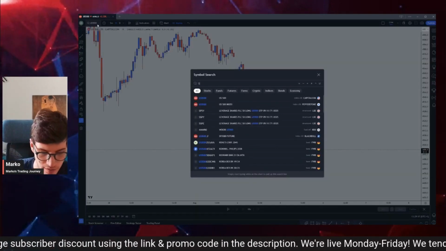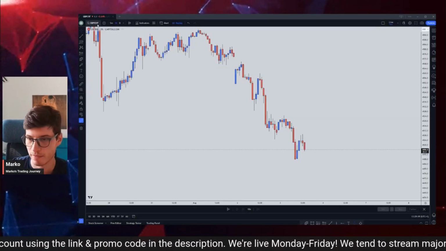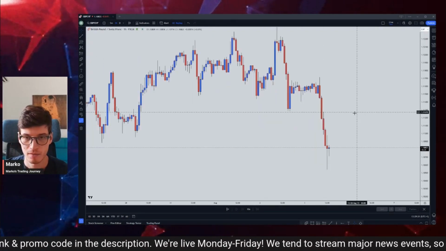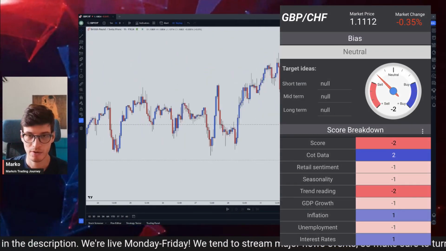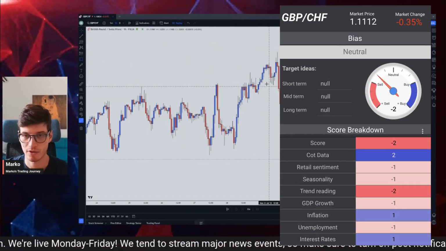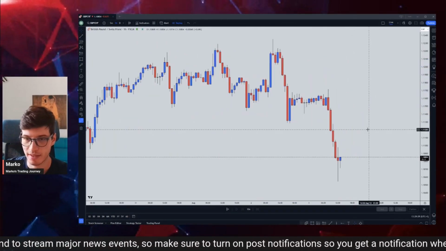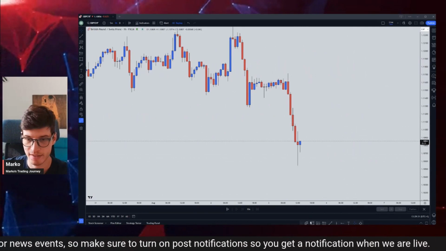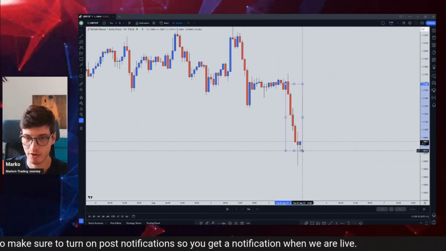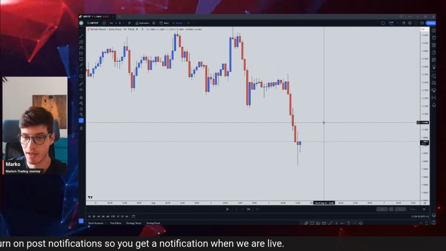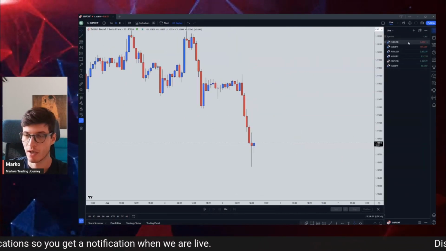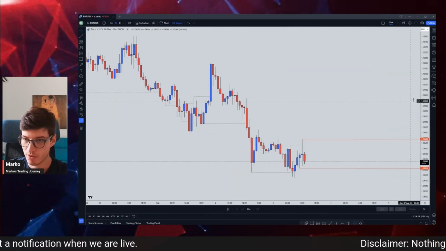Let's do GBP CHF. Going down right now, again very flat right here on the top, very, very flat, but currently showing us some nice bearish momentum right here. Let's see if this bearish momentum will actually continue. Okay, so let's take a look at the news.